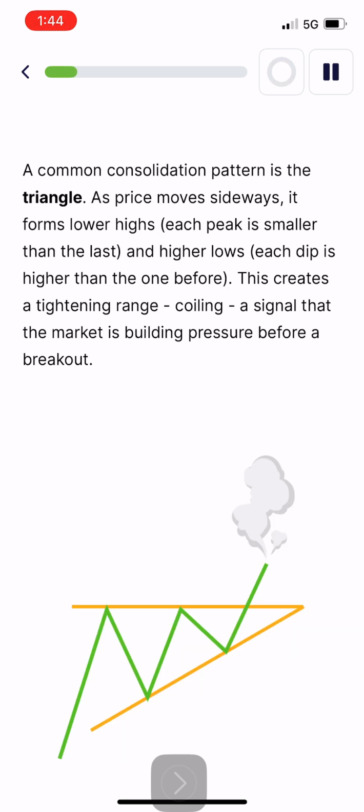A common consolidation pattern is the triangle. As price moves sideways, it forms lower highs, each peak is smaller than the last, and higher lows, each dip is higher than the one before. This creates a tightening range, coiling, a signal that the market is building pressure before a breakout.